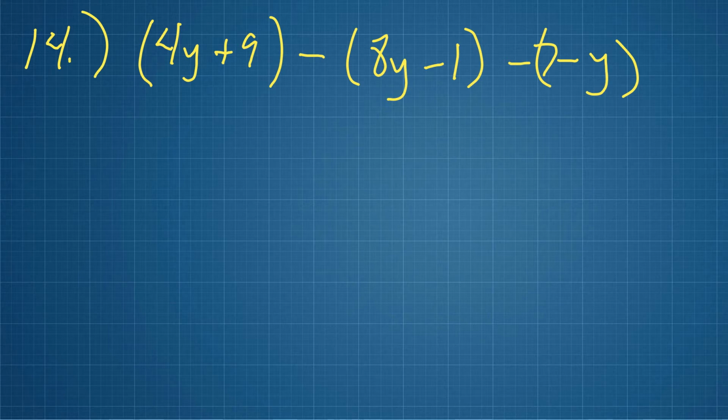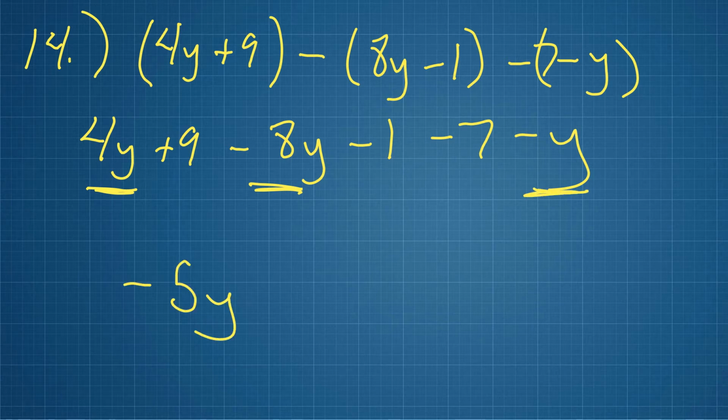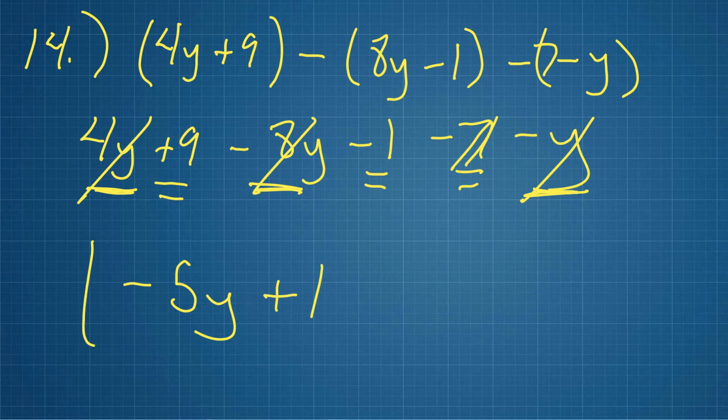Alright, 14, do the exact same thing to make all the parentheses go away. Alright, combine my like terms. I have 4y minus 8y, that's negative 8y. Take away another y, that's minus 5y. Cross off my y's. I have 9 minus 1, that's 8. 8 minus 7 is 1. So I have negative 5y plus 1. That's it.